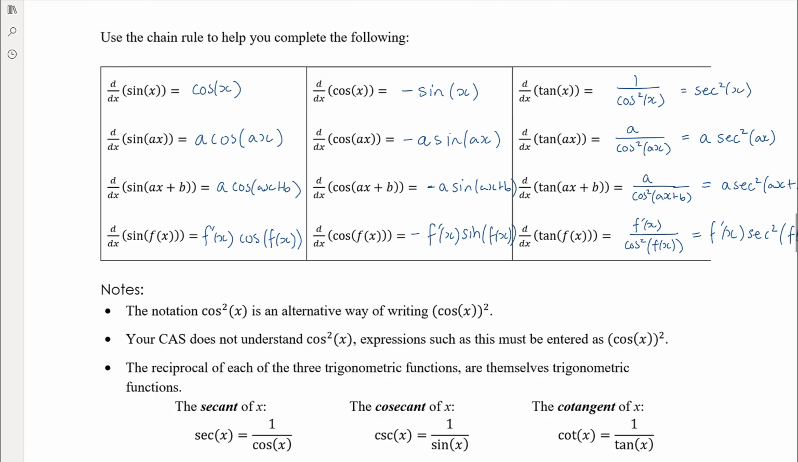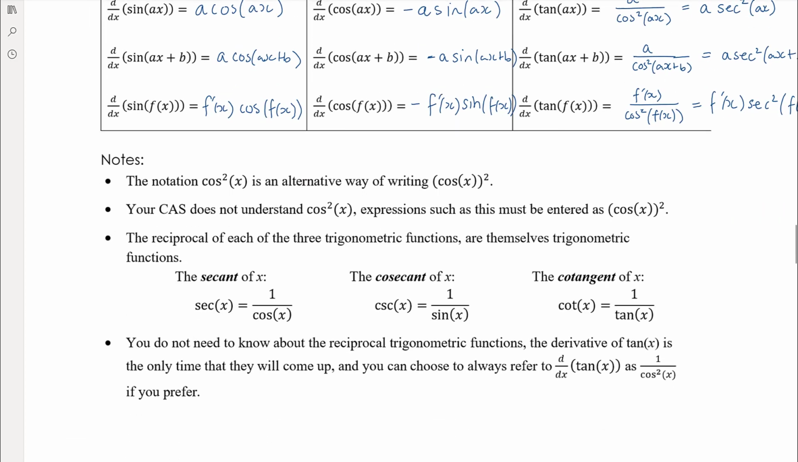Okay, so a couple of notes. Obviously, we've used some of these things along the way. The notation cos squared x is an alternative way of writing cos of x squared. So it's important to think about that because it's going to require the chain rule when you differentiate that. It's helpful sometimes to rewrite them that way so you can see what's happening.